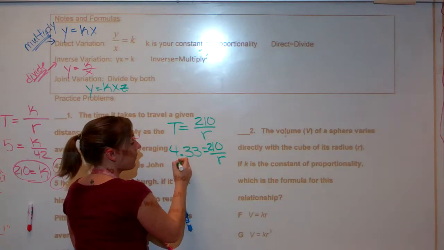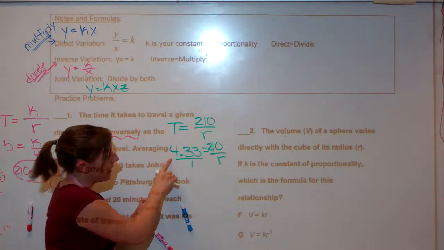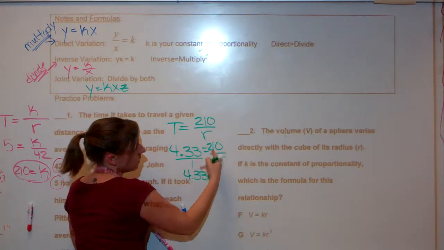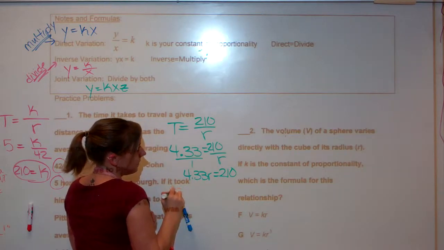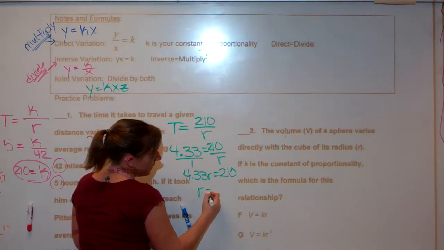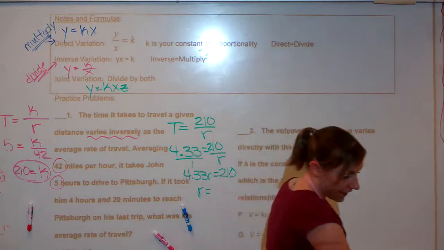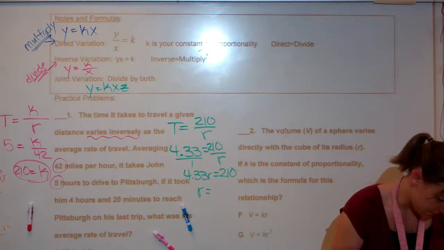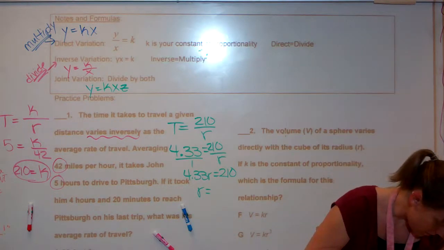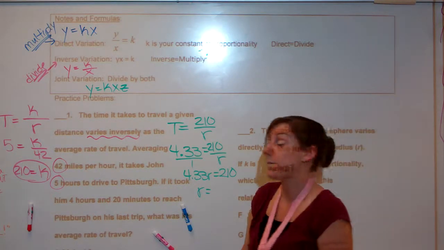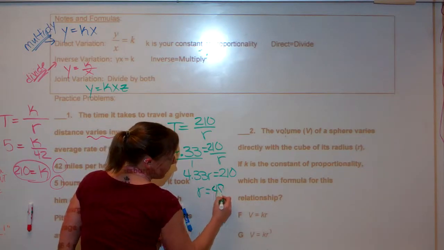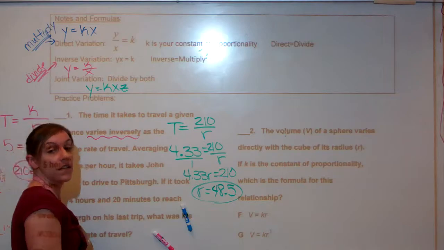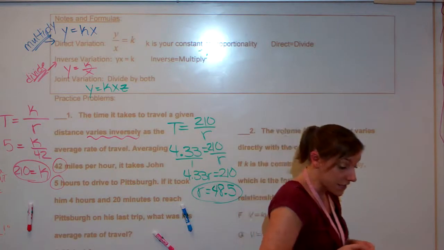And if I want to solve for r, I'm just going to cross multiply. Make that a fraction. I get 4.33r equals, go this way, 210. When I divide both sides by 210, I get, I just don't have my calculator on me. I must get around 48.5 because that's the one I circled. So that is the rate on average that he's going. So that's how you set that up.